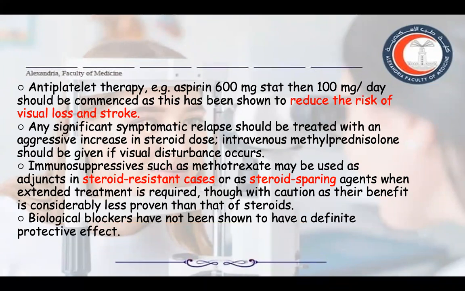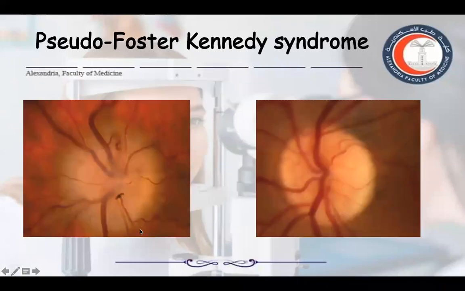Other therapies, including antiplatelet therapy, aspirin, can reduce the risk of visual loss and stroke. Any significant symptomatic relapse should be treated with an aggressive increase in the steroid dose. In steroid-resistant cases or for steroid sparing, we can use immunosuppressive regimens such as methotrexate and so on. Biological blockers have not been shown to be effective in such cases.